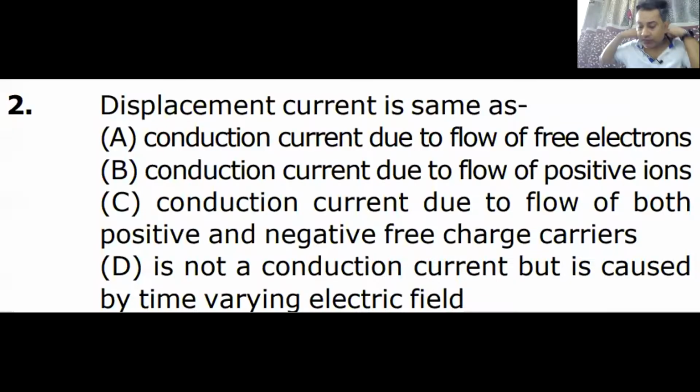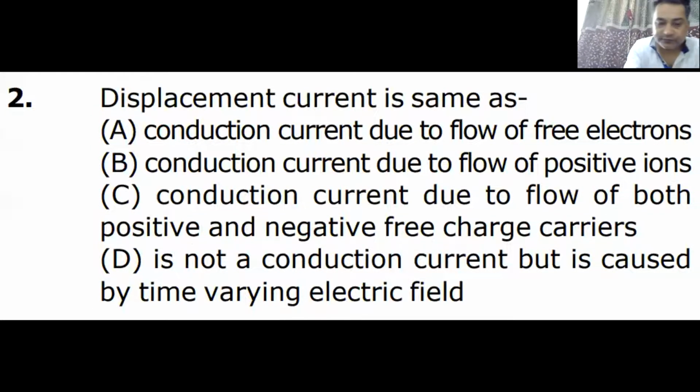Let us move on to the next question. Displacement current is same as which one? Which is the correct option here? Displacement current is same as what? Can I have your answers? D, sir. It is not a conduction current, but it is caused by a time varying electric field.